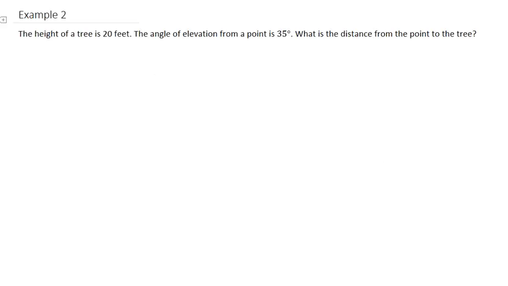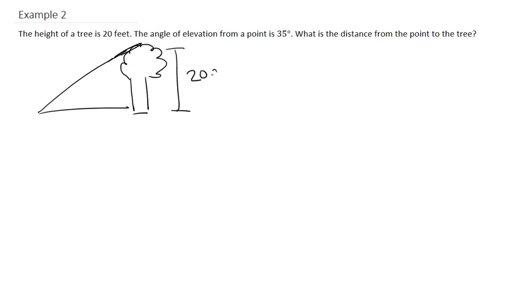Example 2. The height of a tree is 20 feet. The angle of elevation from a point is 35 degrees. What is the distance from that point to the tree? So let's draw this. So we have a point and we have a tree. So we know that the height is 20 feet. So it makes up this line here on our triangle.